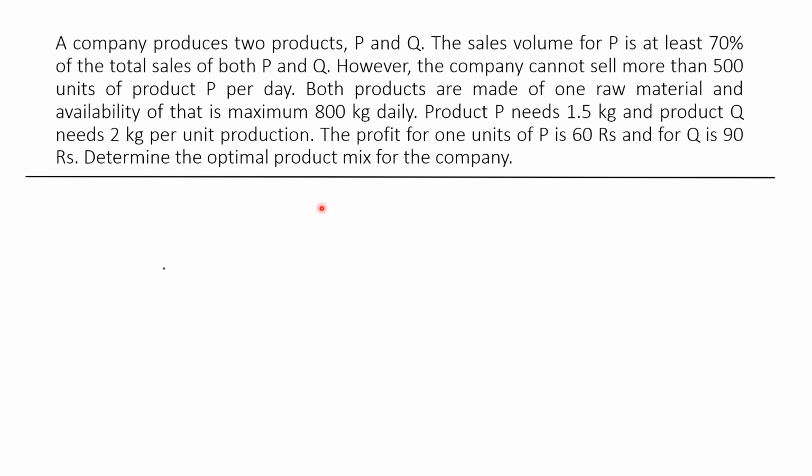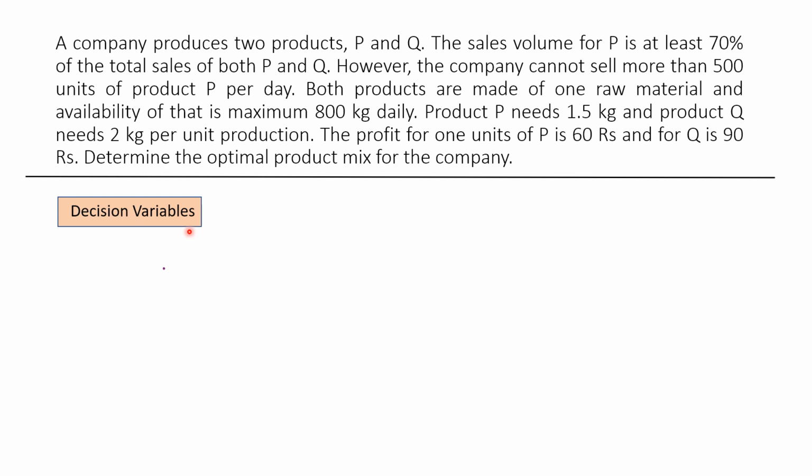So for solving this example, first we need to define the decision variables. This decision variables, that means we are defining some kind of variables, and by finding out the values of that variable, we will come to the maximization or minimization, or it can be in between range of the solution.